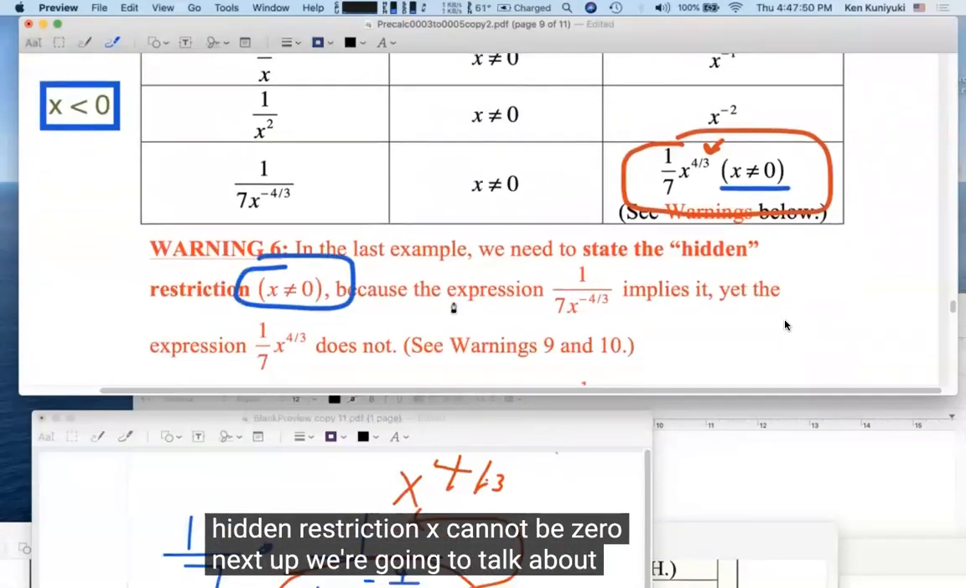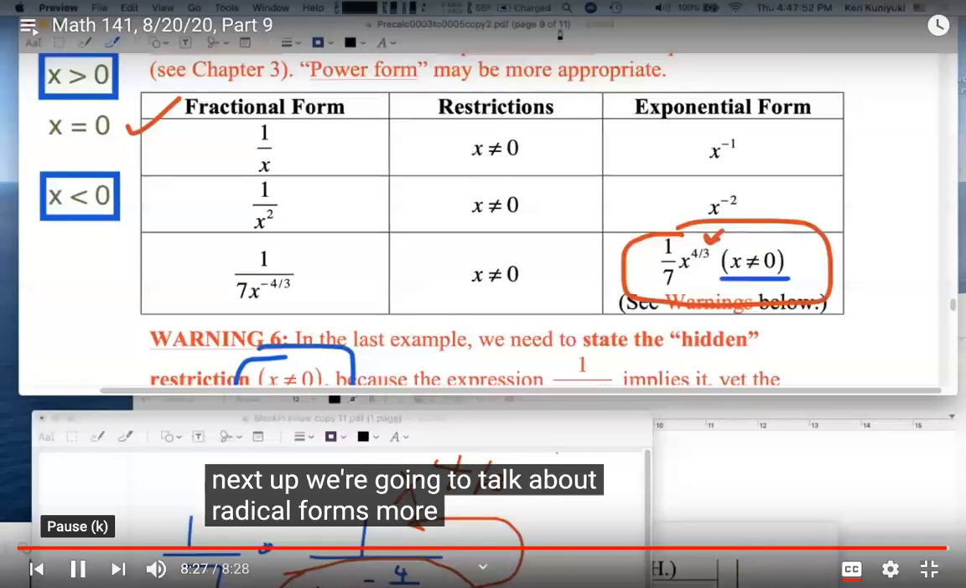Next up, we're going to talk about radical forms more explicitly. Okay, so we'll do the next part. We'll take a break after the next part. Any questions right now? Right. Some technical issues today. All right, so let's go on.